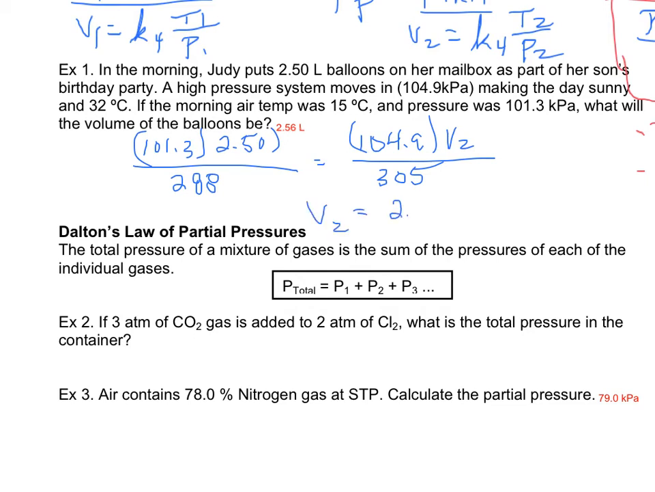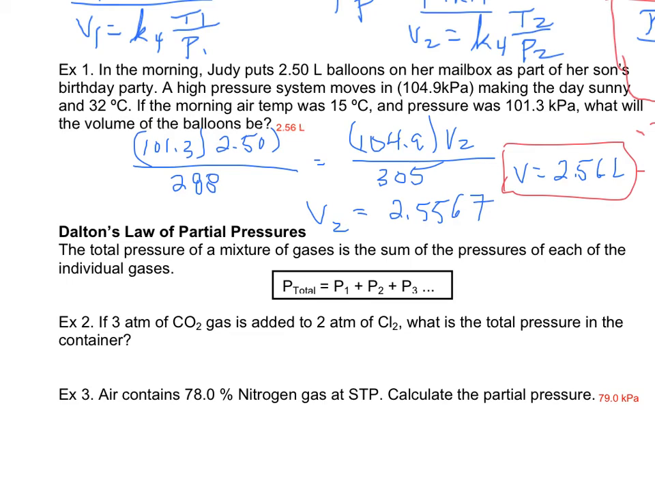V2 equals 2.5567. Now for sig digs, I can keep 3. I have 3 in my volume and 3 in each of my temperatures. So the balloons will be 2.56 liters.